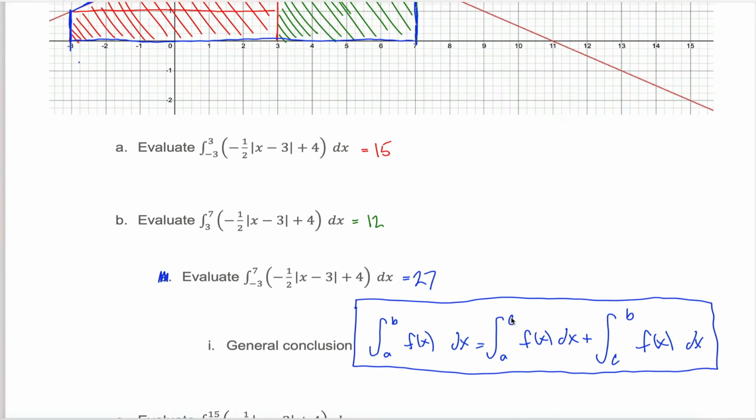Think about c as some number in between a and b. And if I want the area under the curve from a to b, what I could do is figure out the area from a to c, and then pick up from c to b.